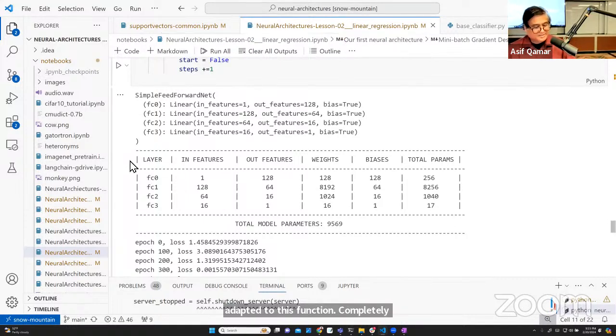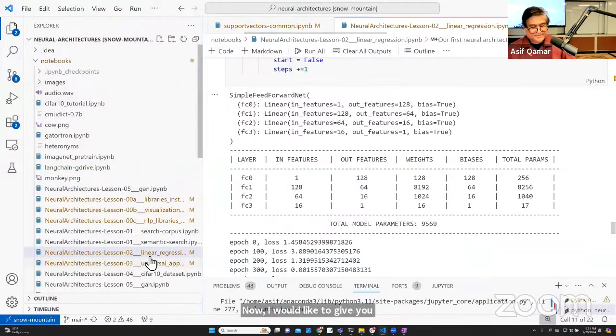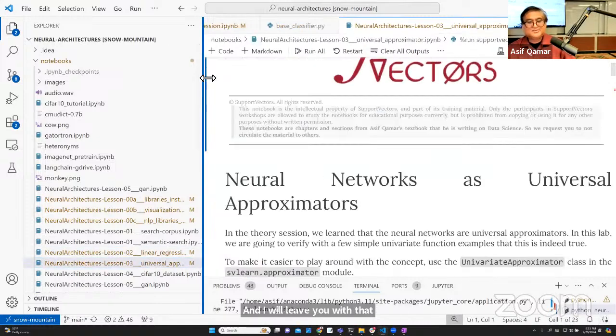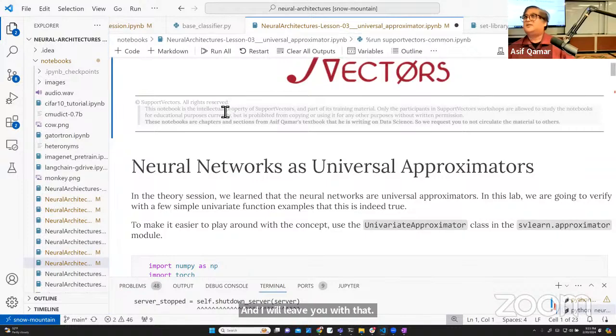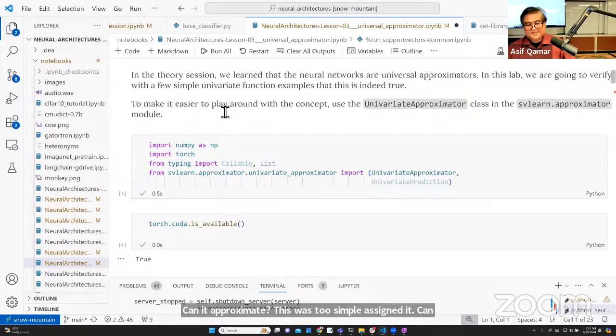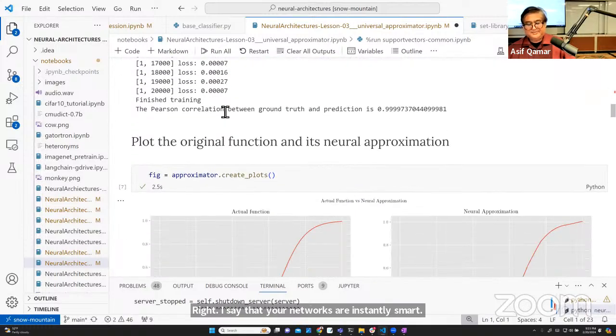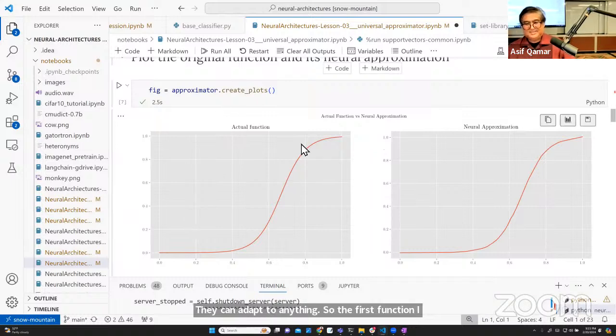Now, I would like to finish with another example, and I will leave you with that. Can it approximate, this was too simple, a sine wave? Can it approximate all sorts of hard functions? I say that neural networks are insanely smart. They can adapt to anything. So the first function I give it, the original function I gave it, is this, the same network. I ask it to do that.